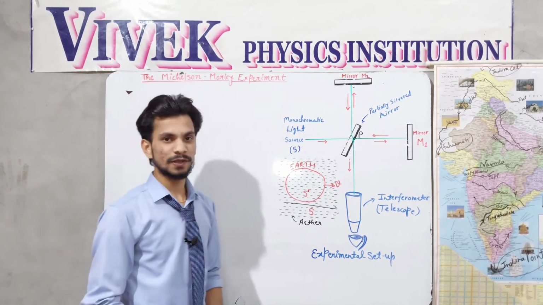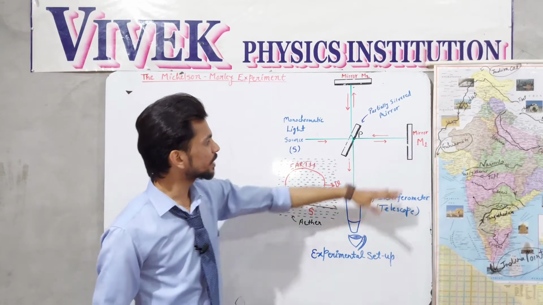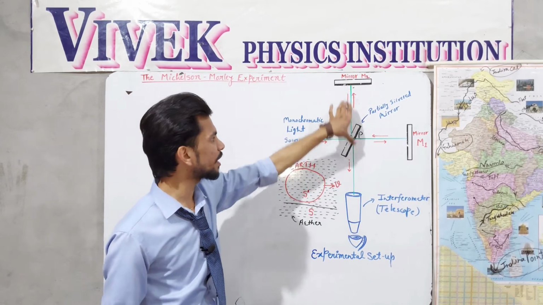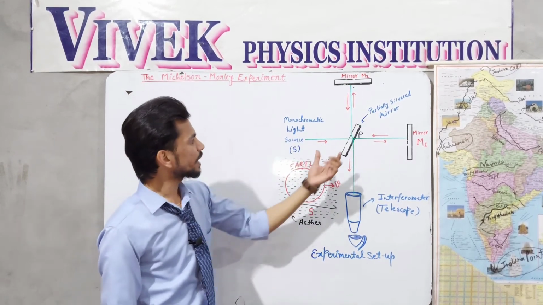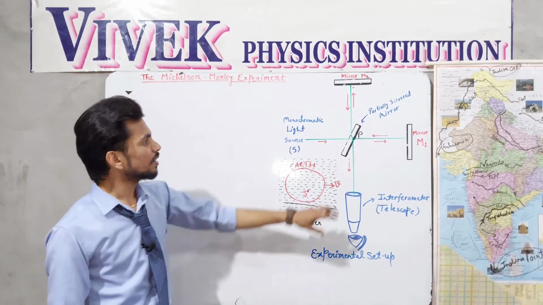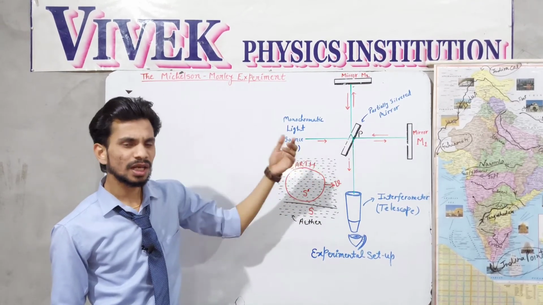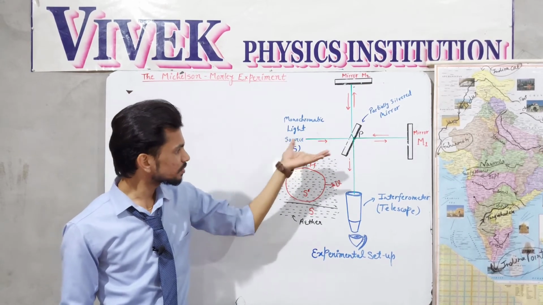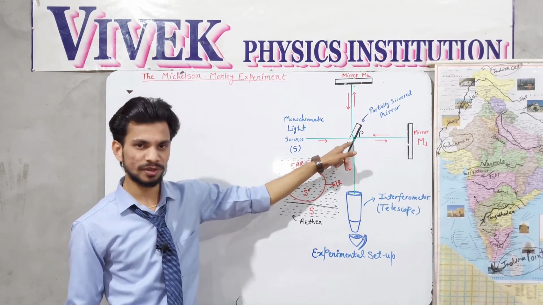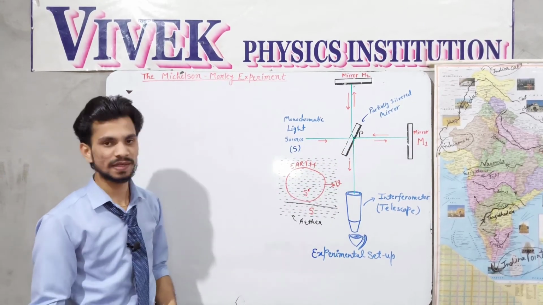On the board you can see I have shown two mirrors, mirror M1 and mirror M2. Both mirrors are taken as perpendicular to each other. If I put this mirror M1 here, then that will be perpendicular to mirror M2. We have also taken a partially silvered mirror, which was used in the Michelson-Morley experiment. This partially silvered mirror was used so that whenever a light ray comes from the source, it falls over this partially silvered mirror, and this mirror allows that light to reflect and to refract as well. That's why it has been taken as partially silvered.